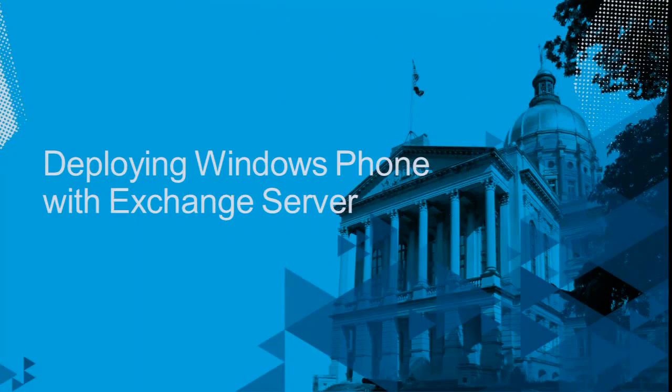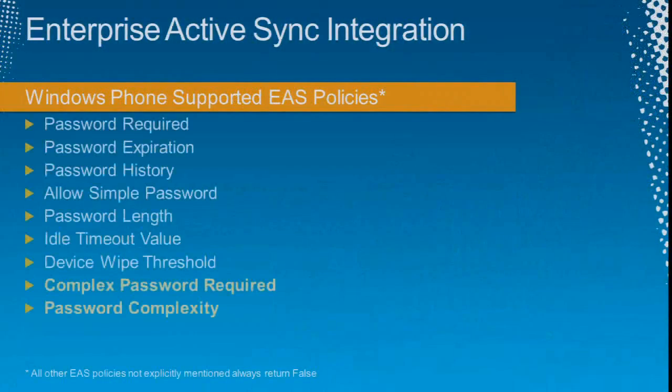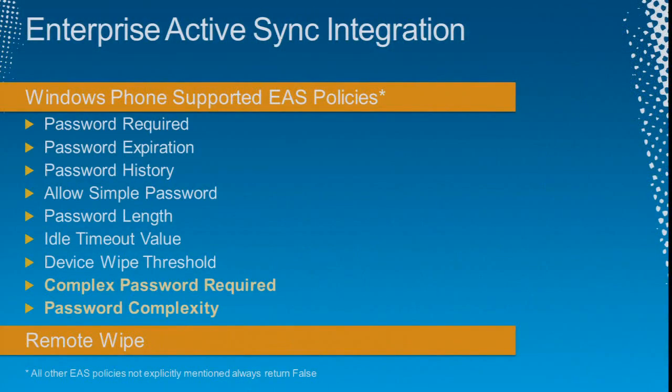So deploying Windows Phone with Exchange Server. These are the policies that we have available now, and I think you can probably see, can you see in the back there, the yellow at the bottom? Those are the new policies that are added via the Mango release. These policies are currently existing in Exchange, but the phone is going to add support for those. And I want to show you what that looks like.